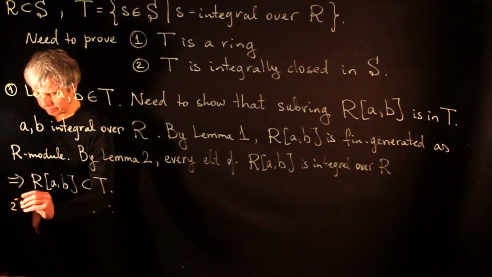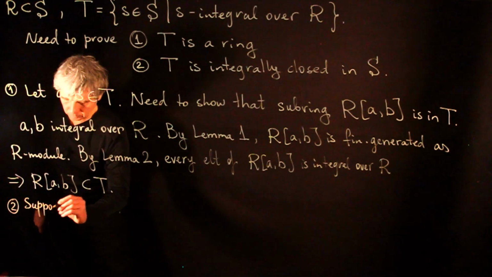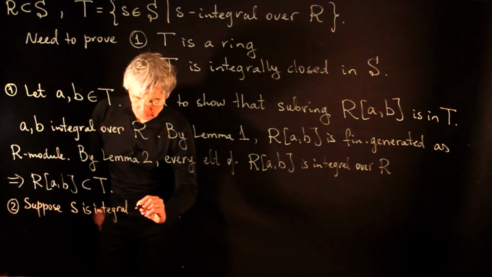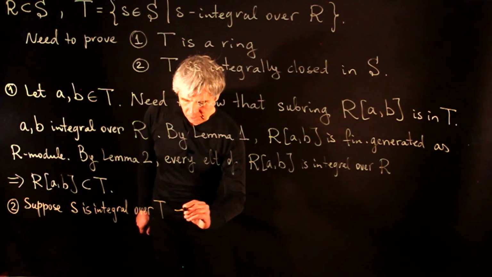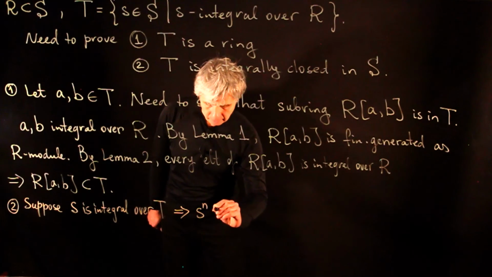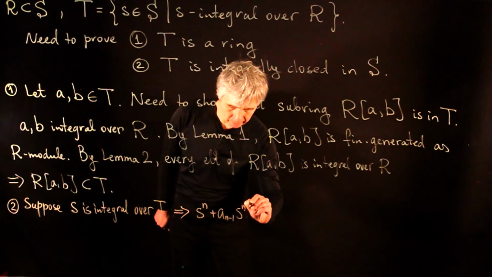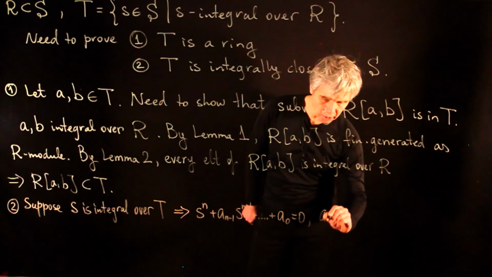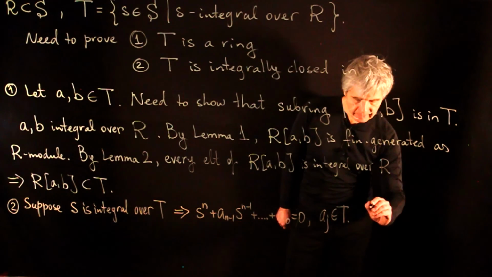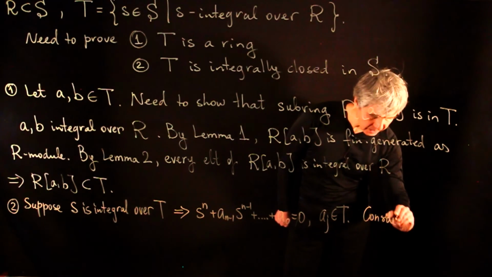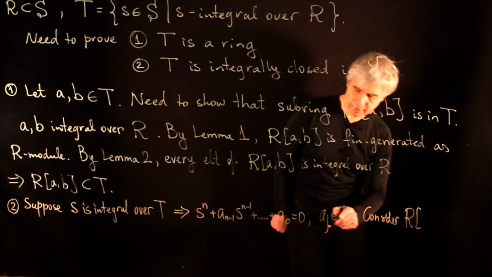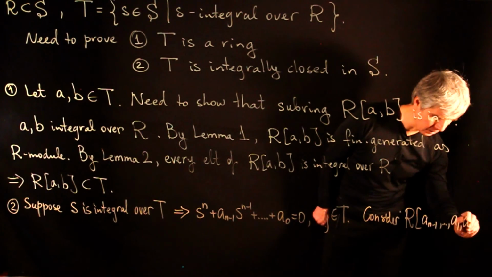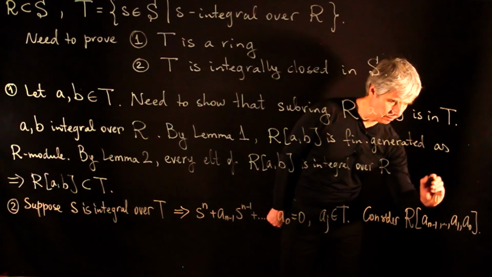Now let us prove the second claim. Suppose s is integral over T. This means that s to the power n plus a_{n-1} s to the n minus 1 and so on plus a0 is equal to 0, with the aj's being elements of T. Consider the subring generated over R by the coefficients of this polynomial, so a_{n-1} up to a1 and a0. Let's call this ring P.